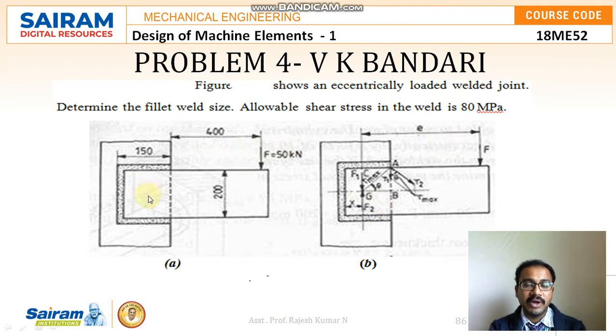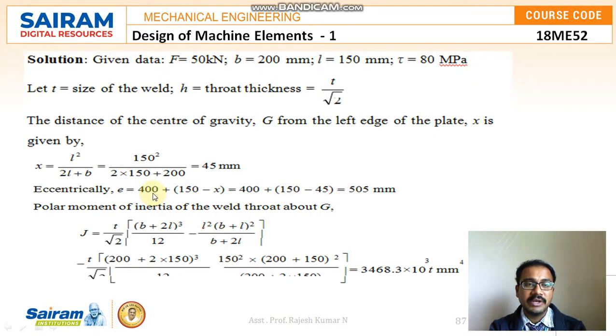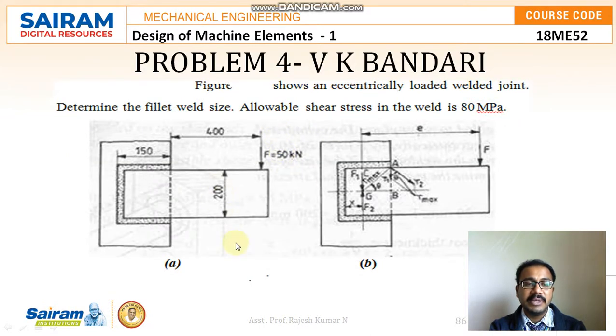Now first we need to find the center of gravity point, and later the primary force, secondary force, and angle. All those things we need to find out. First let me write down the given data. F is equal to 50 kilonewton, B is 20. I will also write the width and the length so that it will be easy for me. So this is B and this is L.